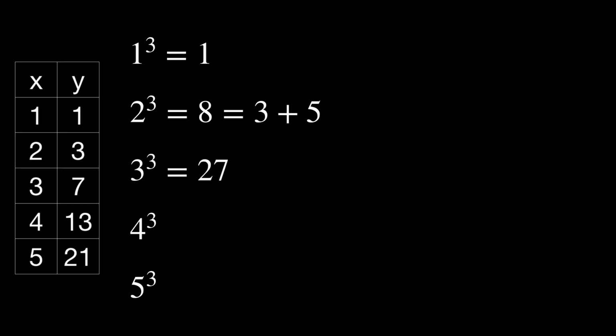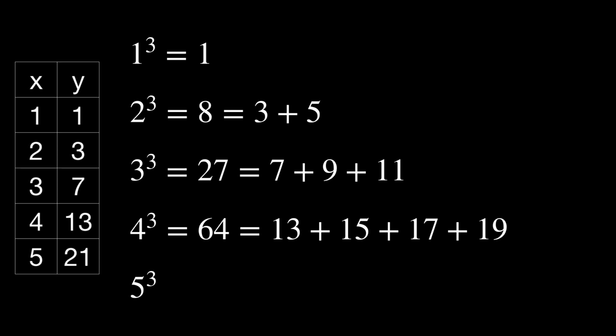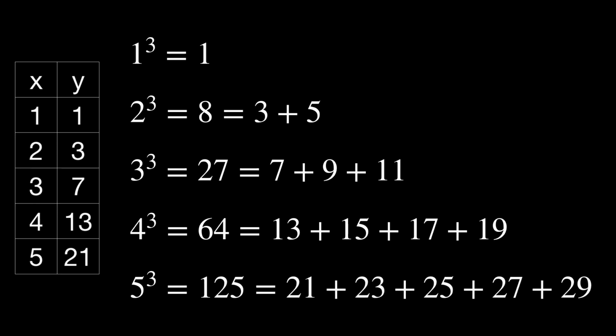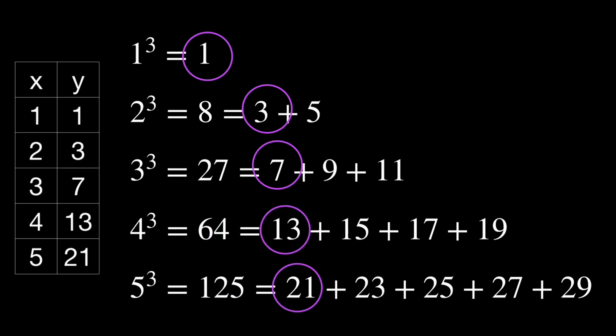3 cubed is 27. The consecutive odd integers that sum to 27 are 7, 9, and 11. 4 cubed is 64. The consecutive odd integers that sum to 64 are 13, 15, 17, and 19. And 5 cubed is 125. The consecutive odd integers that sum to 125 are 21, 23, 25, 27, and 29. Do you see the sequence? The first numbers in the sets of odd integers make up our sequence.